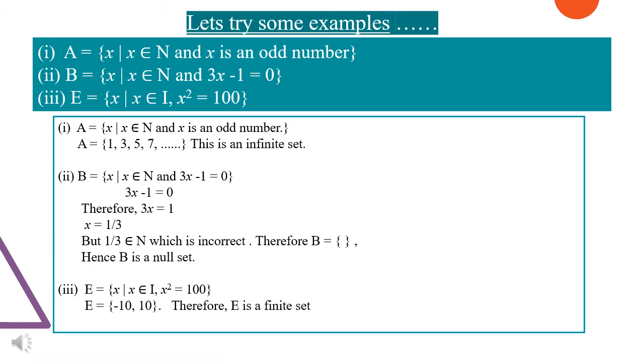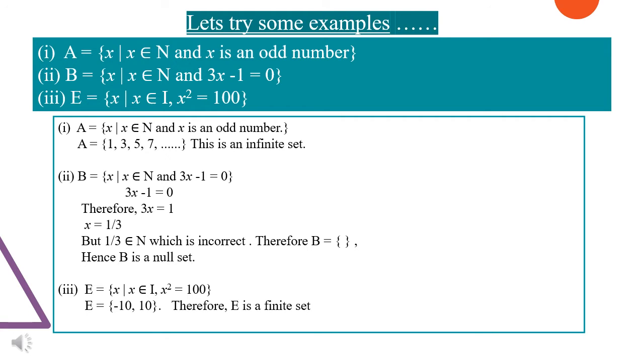Okay. Let us try out some examples on types of sets. First one, A is x such that x belongs to N and x is an odd number. Now capital N stands for natural numbers, and they have also mentioned that it's an odd number. So which are the odd natural numbers? So my answer is A is equal to 1, 3, 5, 7 and it goes on. So here this is an infinite set because we know that this list is never ending.